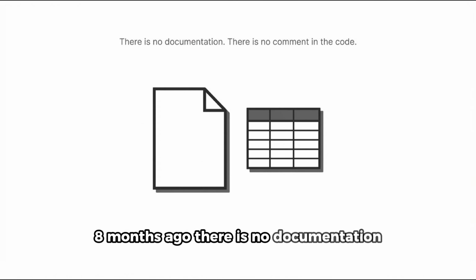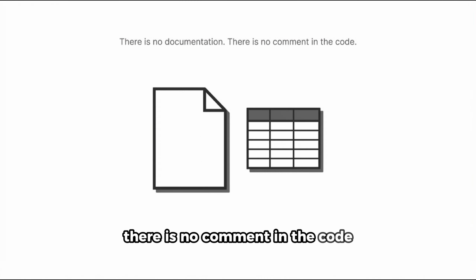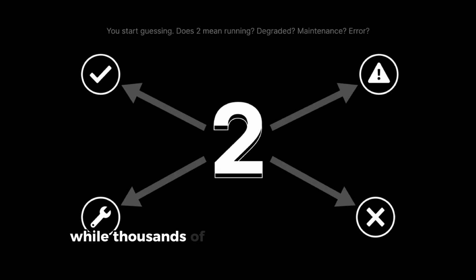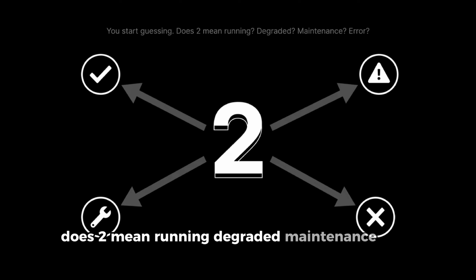There is no documentation. There is no comment in the code. There is just a number, 2, sitting in a column called status, telling you nothing at all. While thousands of transactions continue to fail. You start guessing. Does 2 mean running, degraded, maintenance, error?